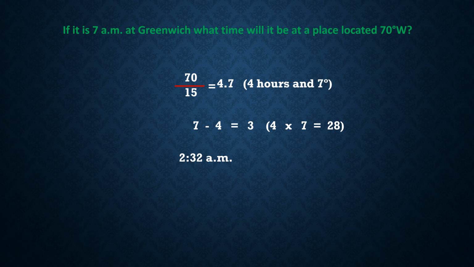So now, having our time being 3 a.m., to get the accurate time, we will now have to subtract 28 minutes from our 3 a.m. or our 3 hours. In other words, we will go back 28 minutes earlier than 3 a.m. and this will give us 2:32 a.m. as our time.